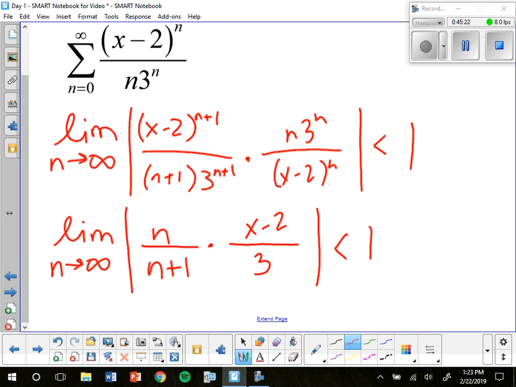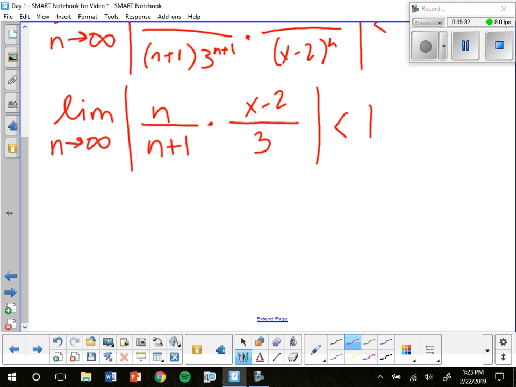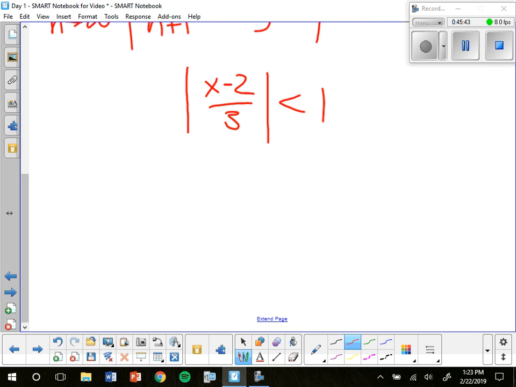Because I really like to keep my n's separate from my non-n's. Why would I like to keep that separate? Because I'm taking the limit just of the n's. Everything else just stays. That limit equals 1, which means that multiplying by 1 does not change anything. So that's what I'm left with when I take the limit. It has to be less than 1. Now I'm just solving for x.